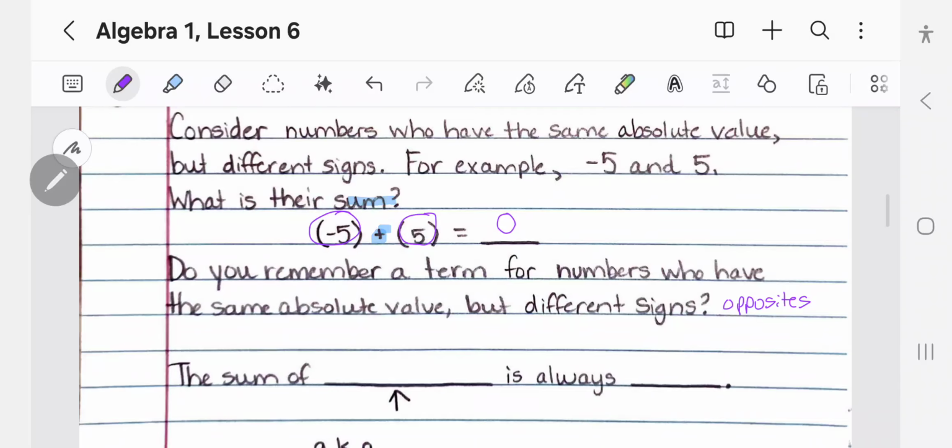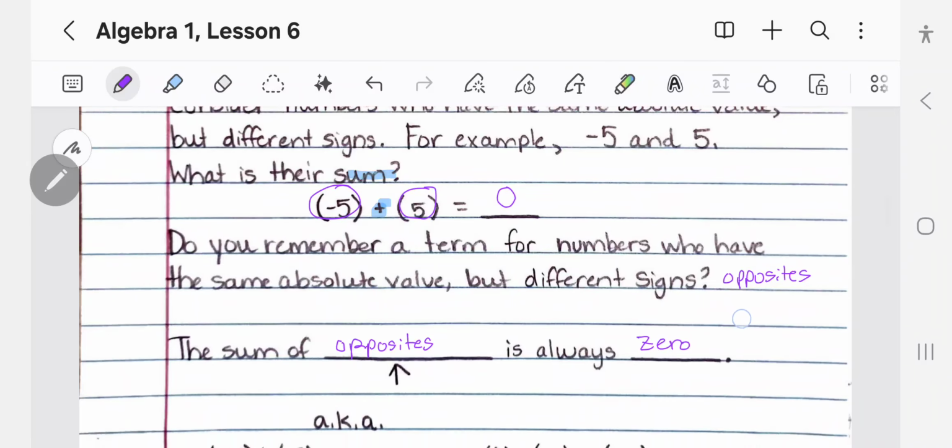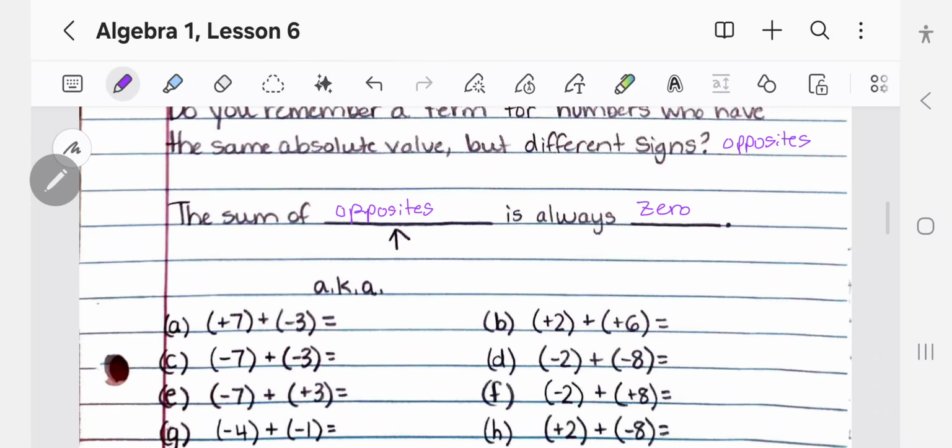The sum of opposites, opposite numbers, the sum of opposites is always 0. When you add opposites, you're going to get 0 because you're just going right back to 0, right? And then I put also an AKA here. There's another term for opposites in your book, and it's going to use that term, so it's going to be helpful for you to know what that term is, and it is called the additive inverse. That's just the mathematical name for an opposite.